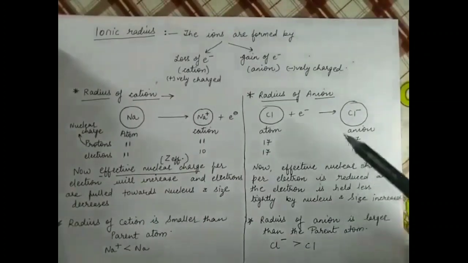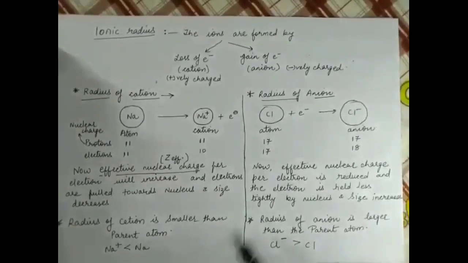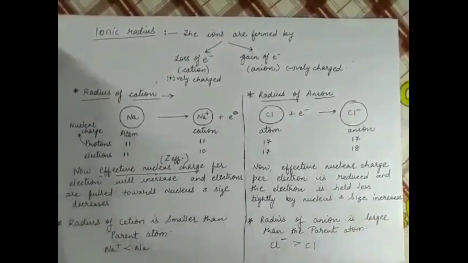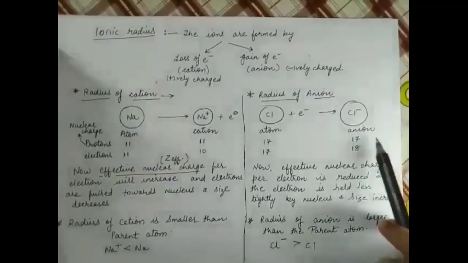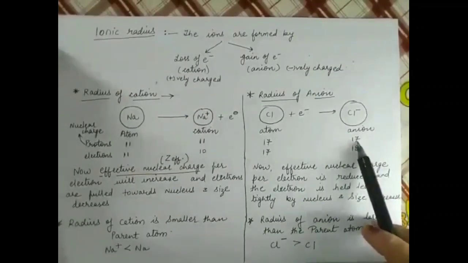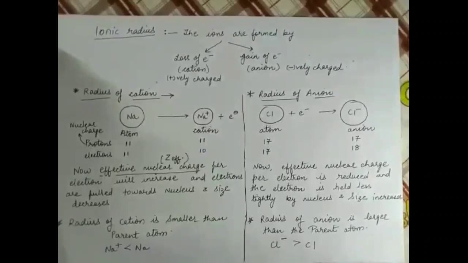Now consider the formation of an anion. Suppose this is my neutral chlorine atom. It is gaining 1 electron and it is changing to Cl-. The neutral chlorine atom has 17 protons and 17 electrons. But the anion still has 17 protons and the number of electrons is 18.